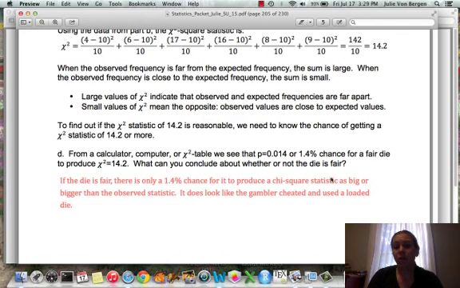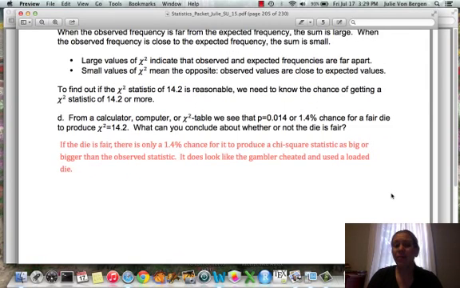So what can you conclude about whether or not the die is fair? If the die is fair, there's only a 1.4% chance for it to produce a chi-squared statistic as big or bigger than the observed statistic. It does look like the gambler cheated, right? Our p-value is less than 5%, so definitely outside the 95% confidence interval. So it does look like the gambler cheated and used a loaded die.